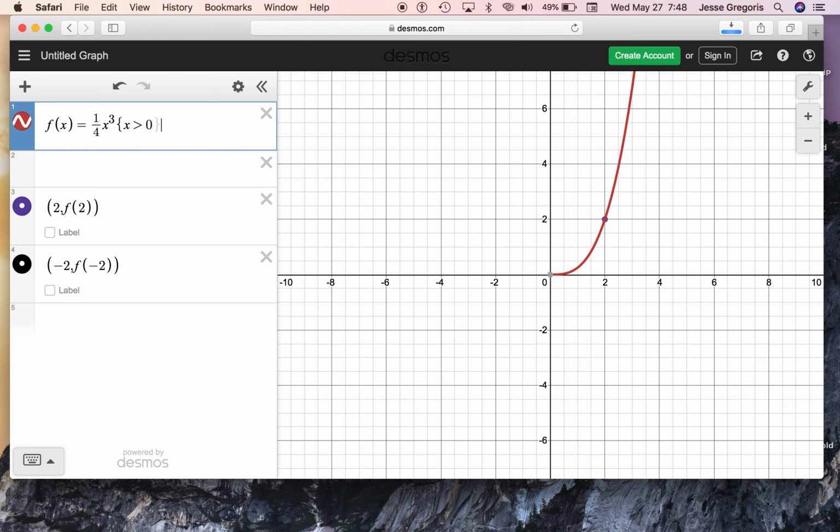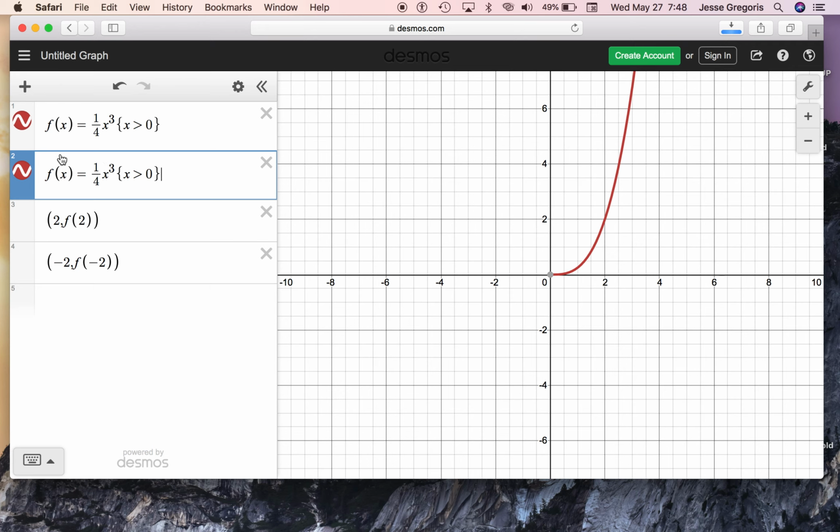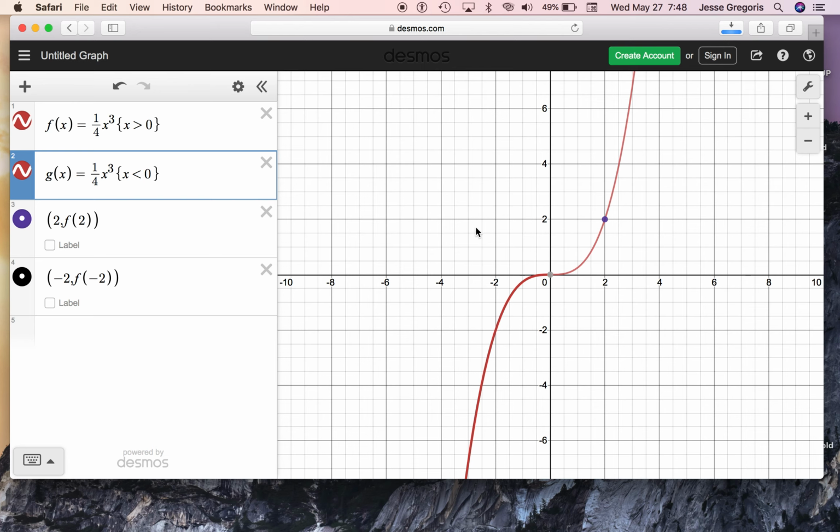And then I can do another one with the exact same function. Of course, I'll change its name to where it's less than 0. And then that way you can see that this arm has really been rotated over. And if I just change this to G, this point got rotated over to here. So that's an odd function.